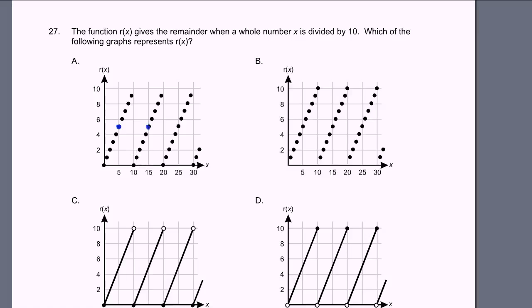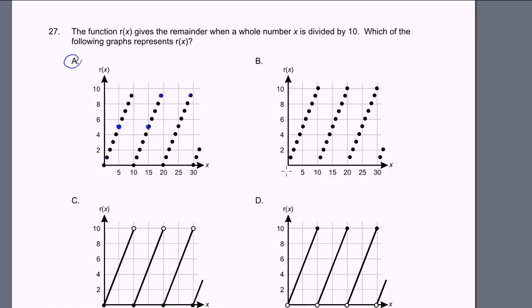So those look right. Let's see. When you have 1 divided by 10, the remainder is 1. So that looks right. This graph A looks pretty good. If you take 20 divided by 10, the remainder is 0. If you take 30 divided by 10, the remainder is 0. If you take 29 divided by 10, the remainder is 9. It's right there. 19 divided by 10, remainder is 9. 9 divided by 10, remainder is 9. This one looks pretty good. Let's see what the other ones do.